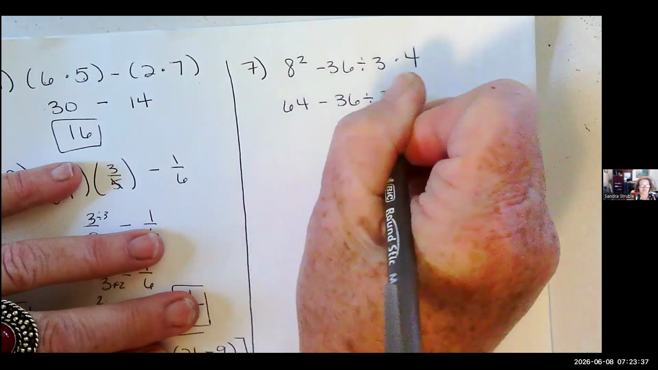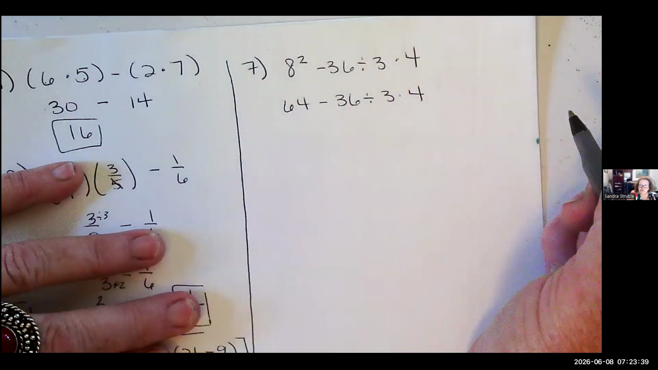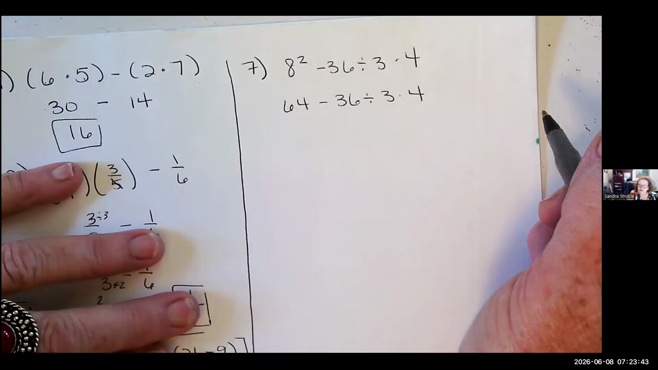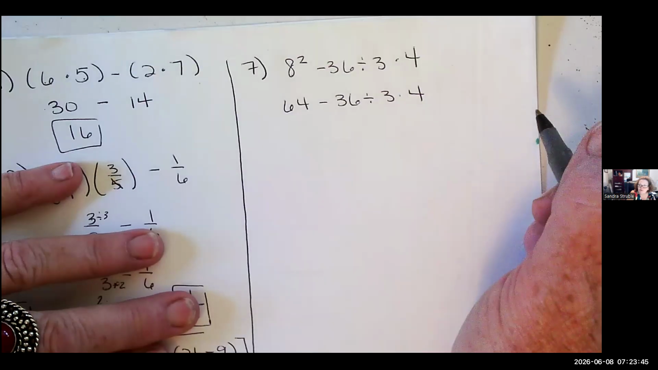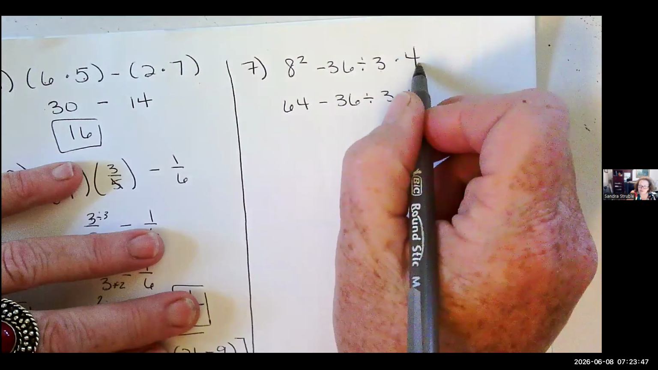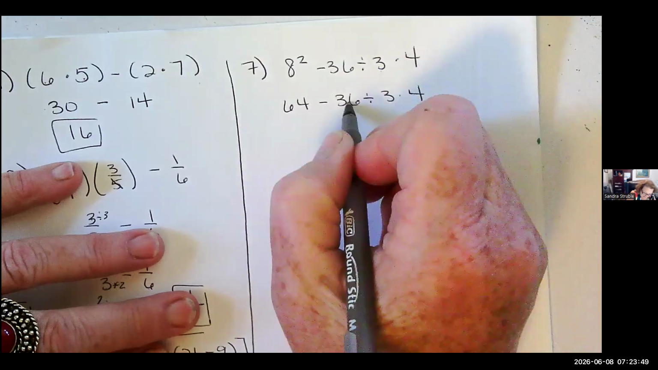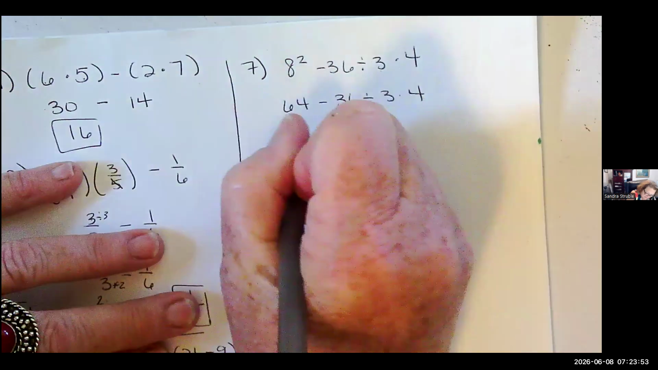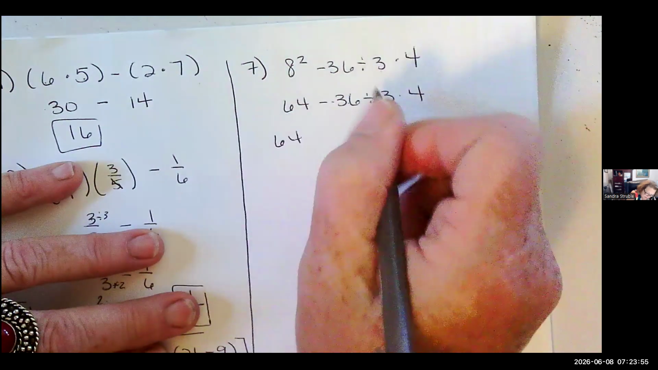So that was parentheses, exponents. Now let's go to multiplication and division. We have to do whichever one comes first from left to right. If you go 3 times 4 is 12, instead of 36 divided by 3, you're doing it incorrectly. So 64, negative divided by positive is a negative. 36 divided by 3 is 12.